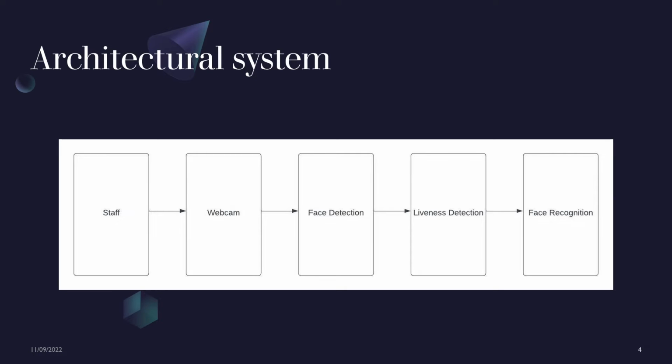So this is a simple architectural system diagram of the system. The user just has to come in front of the camera, and it detects his face and performs the liveness detection, whether eye blinking, random actions, or lip movement, and if it is successful, it proceeds with face recognition. Otherwise, it will display liveness failed or just stop the program.